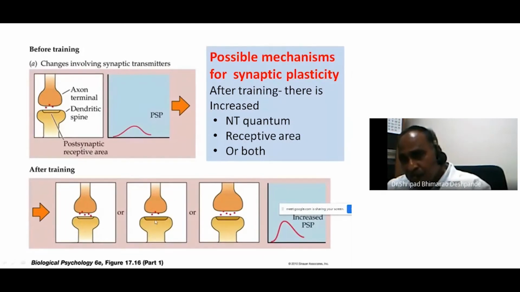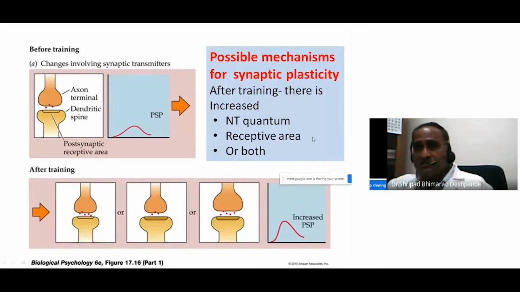That would produce a greater response. In the earlier situation, maybe only 1 or 2 moles may be activating, but now all the 3 would be able to activate the receptors. And the third possibility is that it is both. There is an increased quantum of neurotransmitter release and an increased area of receptors at the postsynaptic site. So at the end you get an increased postsynaptic potential and increased long-term potentiation. This is what happens in long-term potentiation.